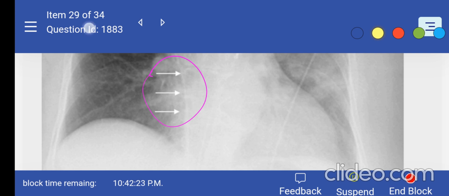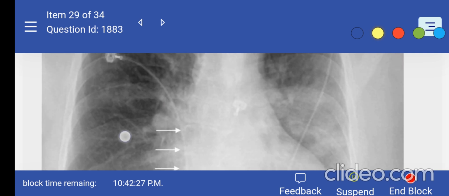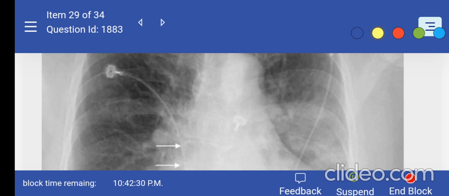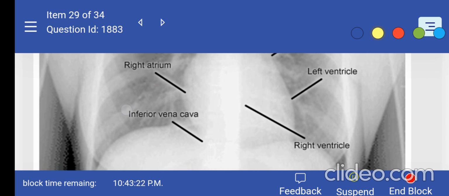Below that it would form the right ventricle, and if we move above, over here we have the superior vena cava and inferior vena cava. So we have the superior vena cava right over here, and then we have the right atrium, and when we go further down, we have the inferior vena cava, right? And this one is the right ventricle over here, and this one over here is the left ventricle, right?